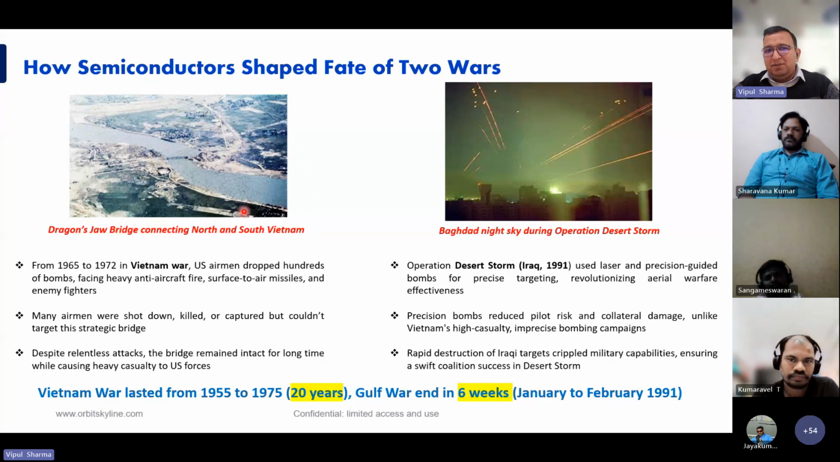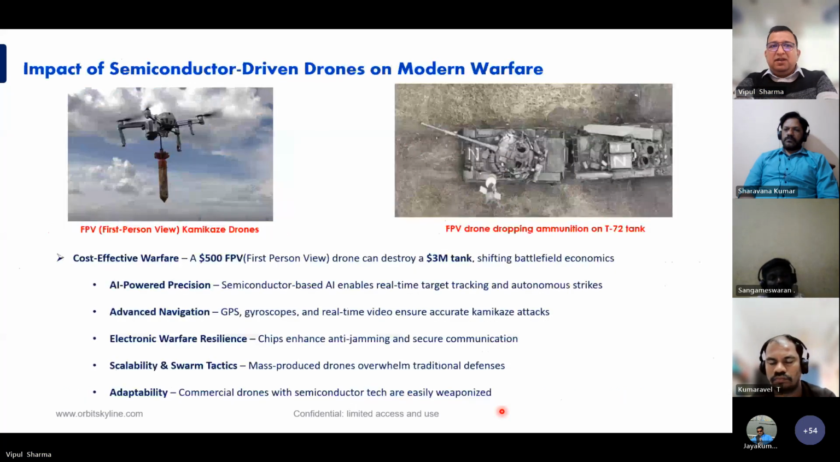So within 20 years, semiconductors made such a big difference that this war was finished within 6 weeks. This is how semiconductors shaped the fate of these two wars. This was a little old example, 3 decades back, so let us move to a recent one, which we are observing at present.